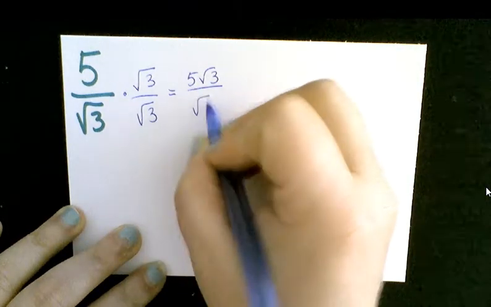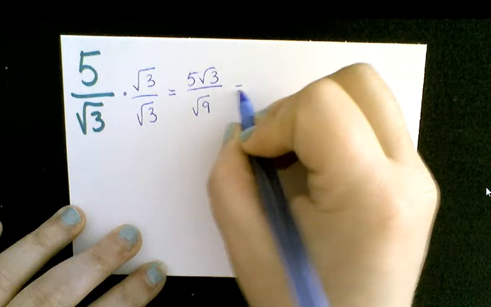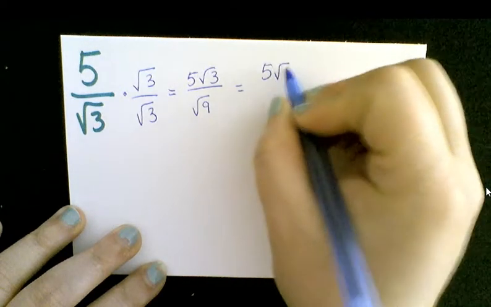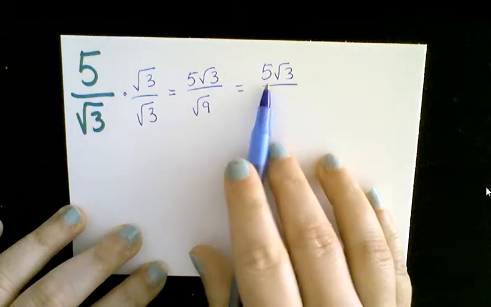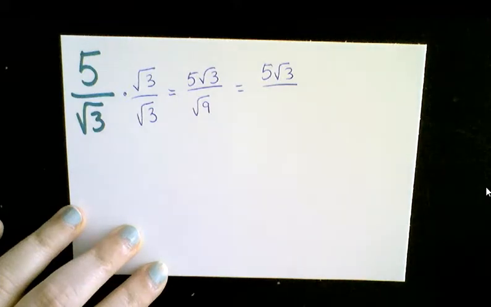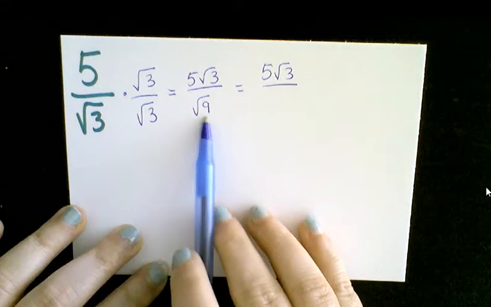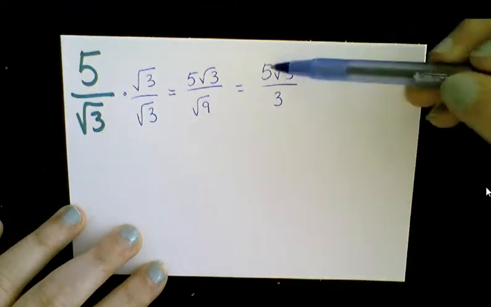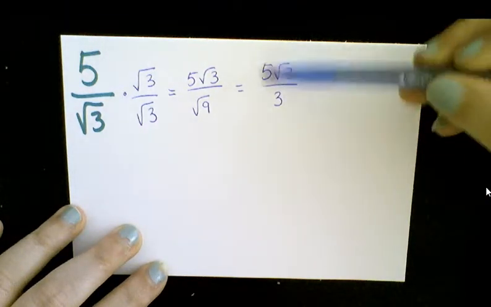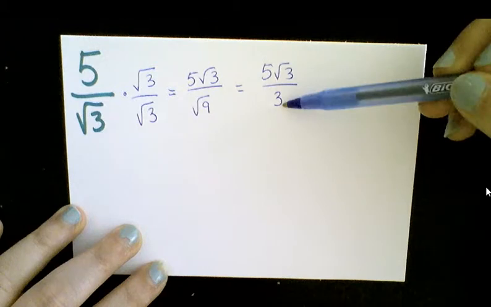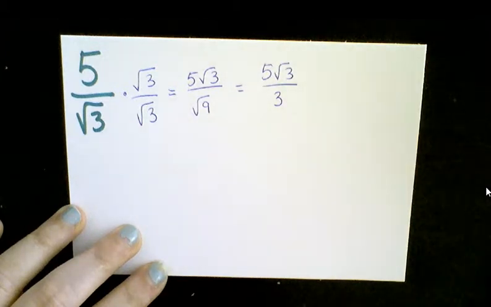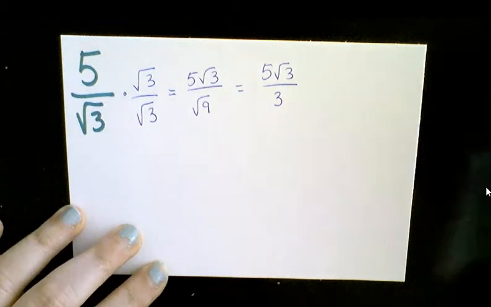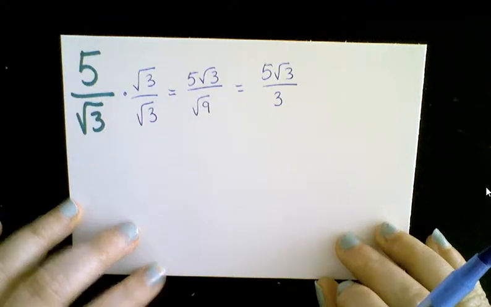And again, multiplying on the bottom, we would get the square root of 9. We can't simplify the top of this fraction, 5 radical 3. That's as simple as that gets. But the square root of 9 will come out as a 3. Now we would just want to double check and make sure that we can't divide right here. If this was a 6 and a 3, then we could divide and get 2 radical 3. But in this particular case, 5 radical 3 over 3 is our final answer.